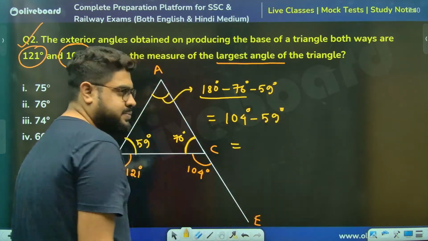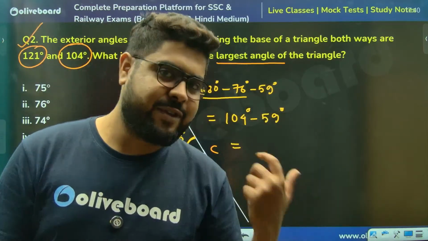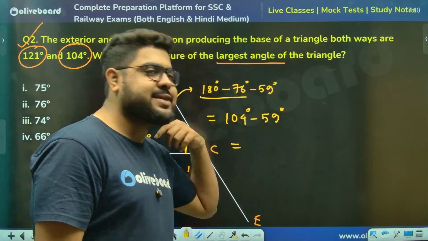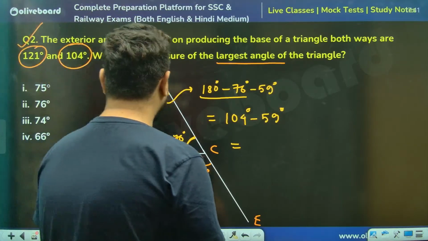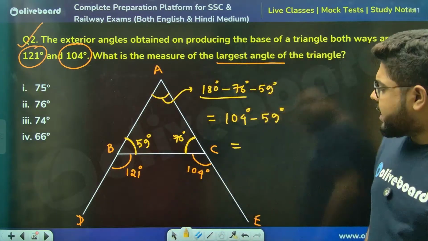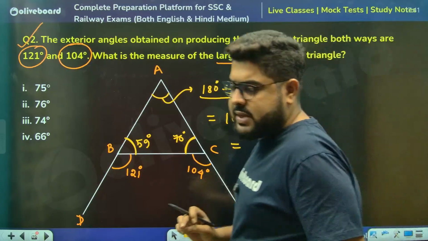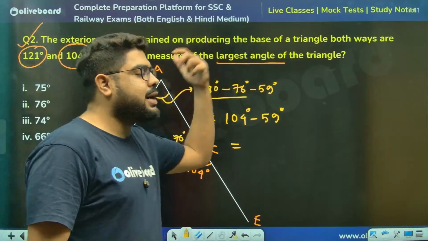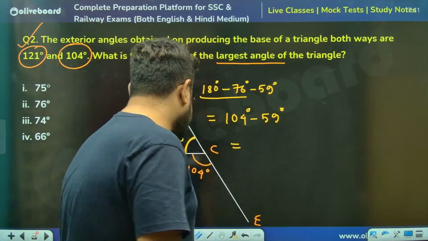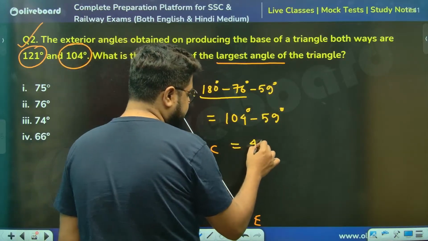How to think now? It is 105 minus 60. 104 minus 59 now. Think 105 minus 60. Huh? One second. Have I made any mistake? No, I haven't made a mistake. I was saying I can't find it in the options, then I thought, no, they asked for the largest angle. So 105 minus 60, if you do that, you will get 45 degrees.